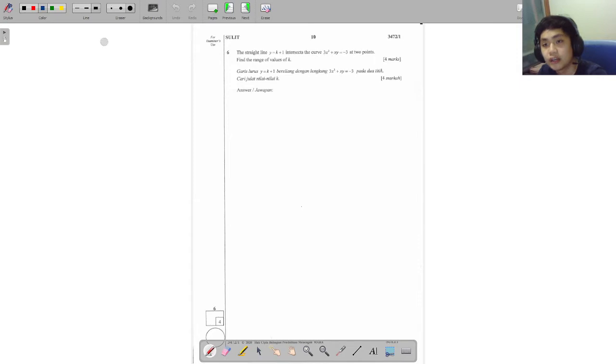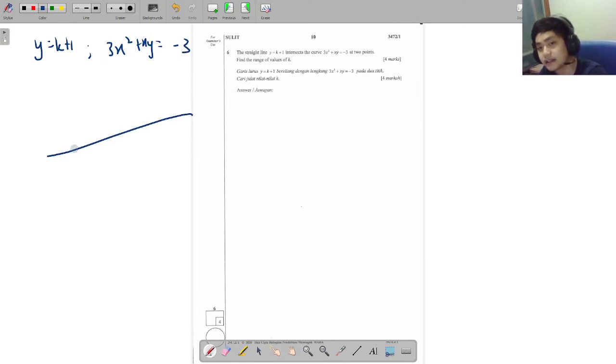Right, so a straight line y equals k plus 1 intersects the curve 3x squared plus xy equals negative 3 at 2 points. So find the range of values of k. So we have a straight line y equals k plus 1, and 3x squared plus xy equals negative 3. If they intersect at 2 points, it basically means that the straight line is here, the curve is something like this, and we have 2 points here.